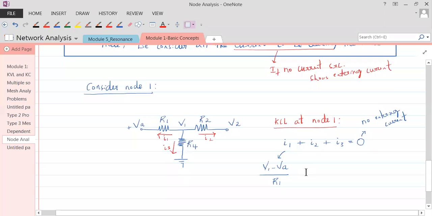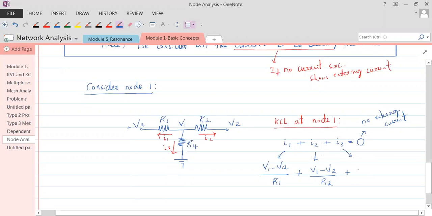So similarly, can you give me I2? Anybody, just unmute and tell me what I2 is going to be. Seeing I1, what can you say I2 is equal to? I2 is V1 minus V2 by R2. Good. It's V1 minus V2 by R2. Anybody else who would like to give me I3?